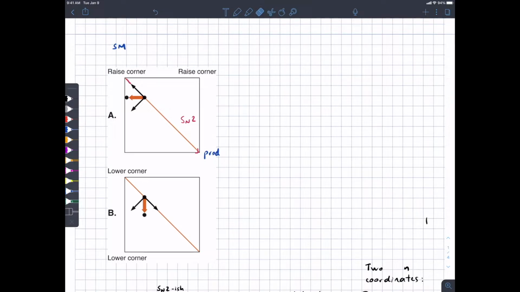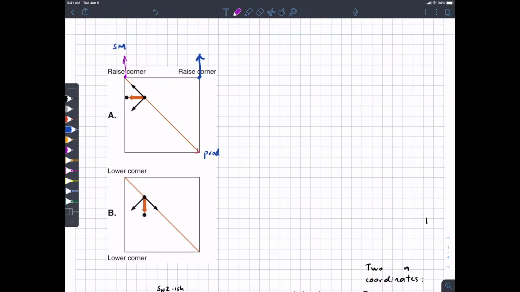And sometimes we can do multiple things at once. So if we have a reaction coordinate pathway, let's not even worry about what the reaction is. We have starting material here and product here. And let's suppose we raise both corners, all right? So we're going to raise the energy of this corner, and we'll also raise the energy of this corner. What's that going to do to our transition state?